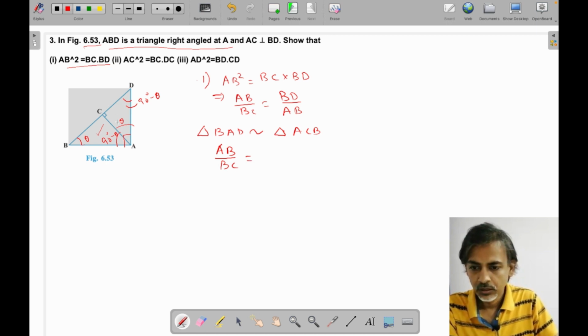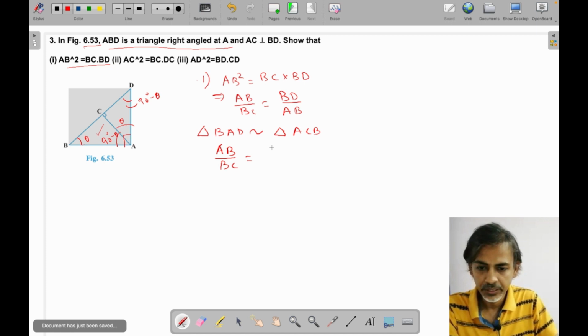Similarly, we need to get BD. BD is opposite to 90 degree. So we'll write BD, and then we have to work out what is opposite to 90 degree in the other triangle, which is AB. So from the similarity condition, since these two triangles are similar, the sides will be in this ratio. So we got this first part.